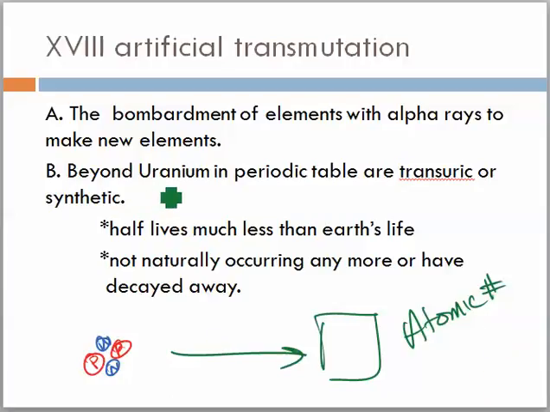Everything beyond uranium is transuranic, or synthetic, meaning it's artificial. What I want you to understand is its half-lives are much less than the Earth's life, and that's why they're no longer here. They may have been here. These elements may have existed at one time, but because their half-lives are so much smaller than the Earth's lifespan, they're gone. They've either undergone alpha decay or beta decay or some type of gamma decay, and no longer are the same element. They've changed into some other element.